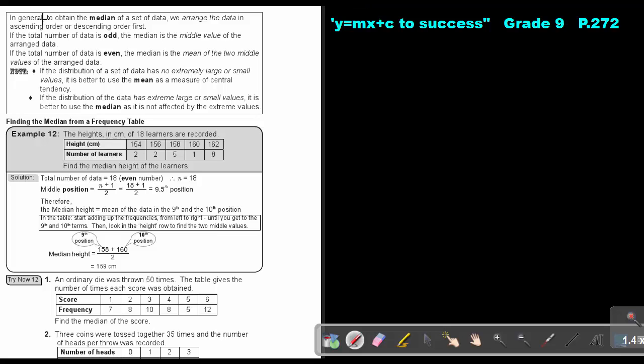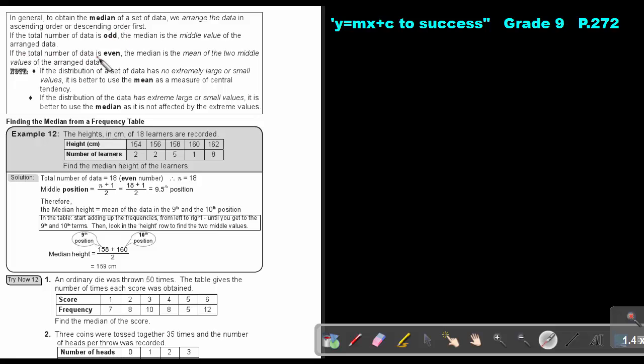Now, in general, to obtain the median of a set of data, we arrange the data in ascending or descending order first. But usually, we arrange it in ascending order. If the total number of data is odd, the median is the middle value of the range. So there's one in the middle.